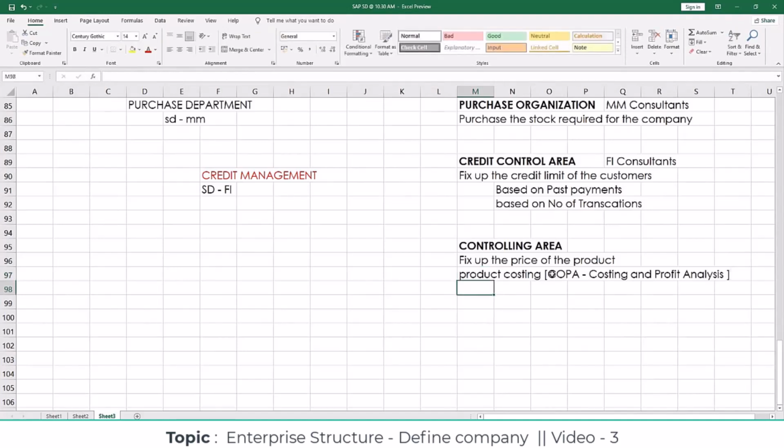So it's not going to be the sales team who will be fixing the price. It's always going to be the controlling team who will be fixing the price. Now, why like that? Because the CO team is going to be working with the raw material costing.